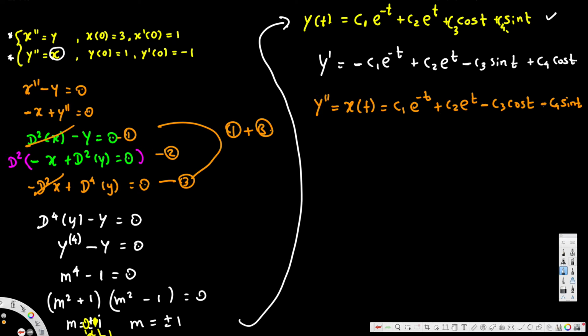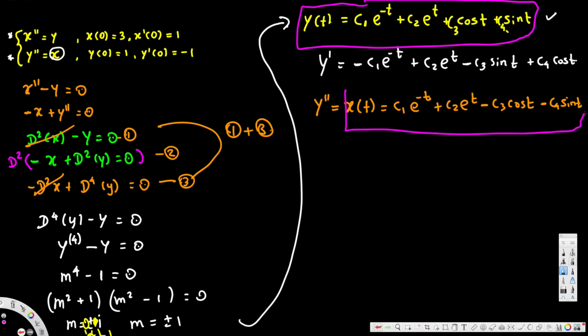Okay, now we took the second derivative. So this is our x of t. We found out y of t. Y of t is here. And we found out x of t, that is here. Okay. But here they have given the initial values. So we have to find out what this c1, c2, c3, c4 is. And then we have to write the final solution in terms of that. Okay. Now let's see how to find that.